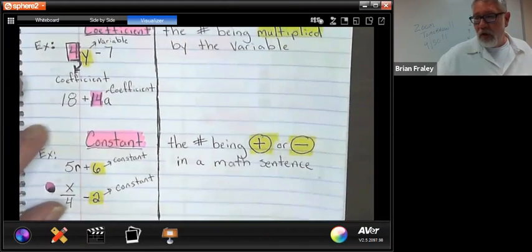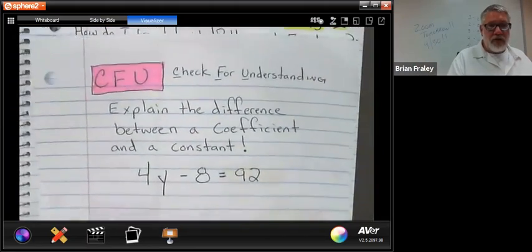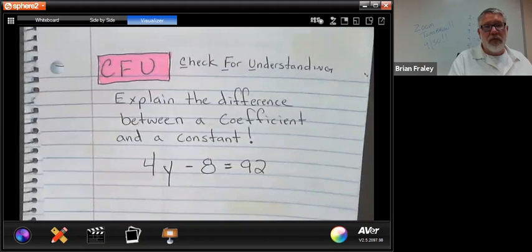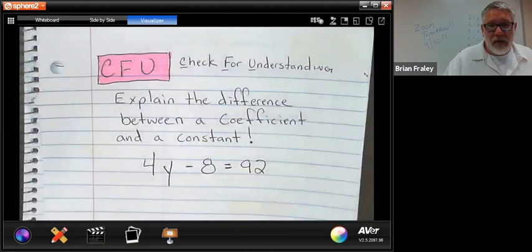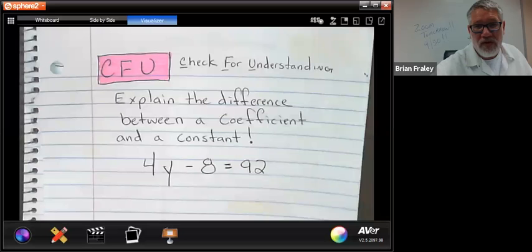So I have a real quick check for understanding for you, and here's your check for understanding. I need you to explain the difference between a coefficient and a constant. And if you need to use this as an example, 4y minus 8 equals 92, use it. Explain to us the difference between a coefficient and a constant. Good luck, guys. I hope you understood the definitions. Get ready for part two. We are getting ready to start more notes after this.